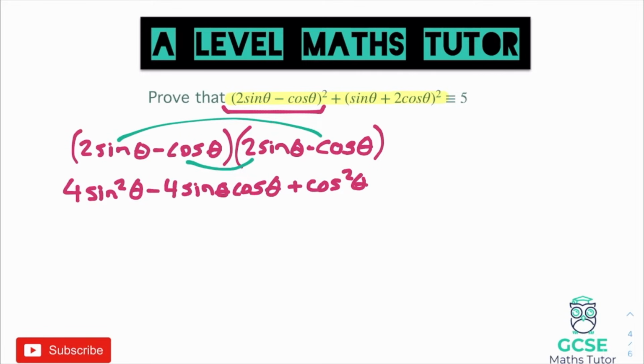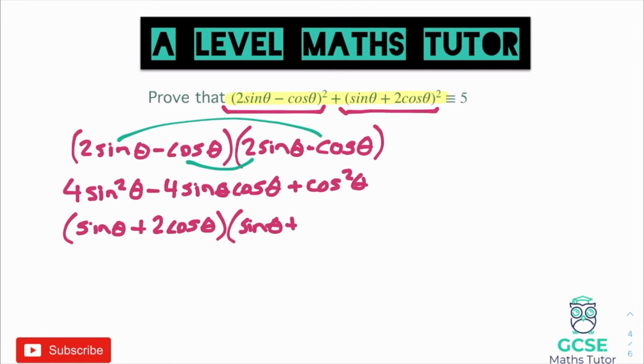Now we've fully expanded that one, and our second bracket is this one here. So if we expand that as well, that is again 2 of those brackets. So sine theta plus 2 cos theta, and we're going to multiply that by another sine theta plus 2 cos theta.